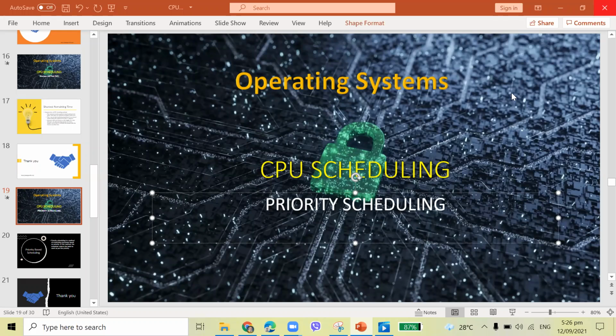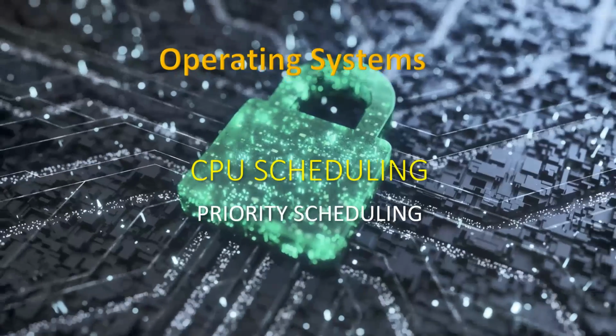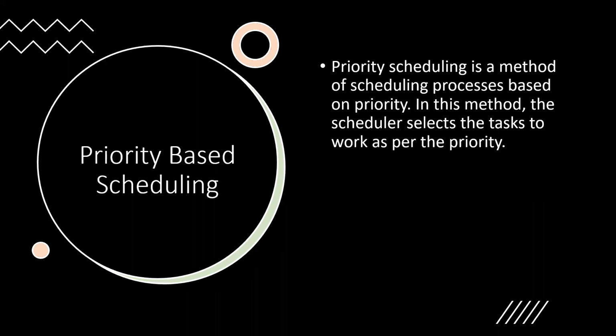Our topic for today is a continuation of the CPU scheduling, which is priority. Priority scheduling is a method of scheduling processes that is based on priority. In this algorithm, the scheduler selects the task to work on as per the priority. The processes with higher priority should be carried out first, whereas jobs with equal priorities are carried out on a round robin or first come first serve basis. Priority depends upon memory requirements, time requirements, and others.